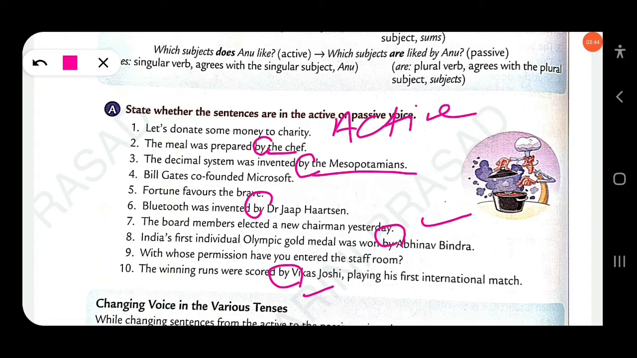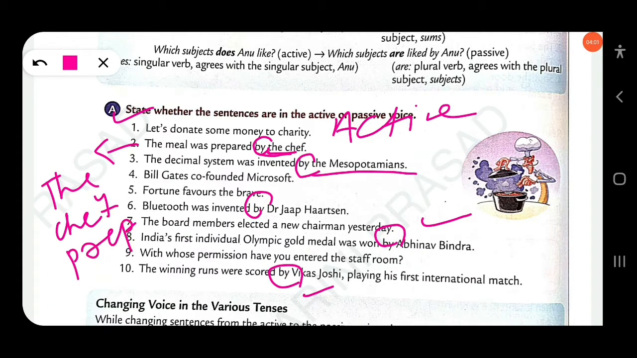The first sentence is written in active voice, an imperative sentence. Then the meal was prepared by the chef. Yes, by the chef, this is passive voice. You can also change it into: the chef prepared the meal. This is active voice, and here the subject performs the action.